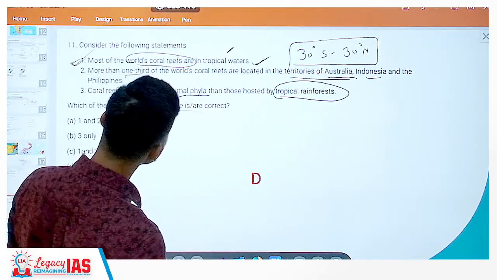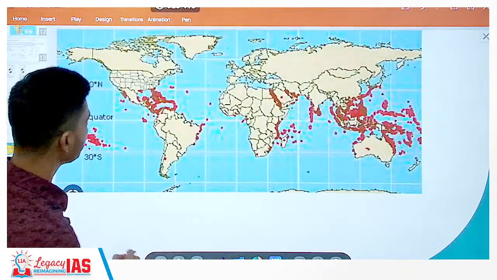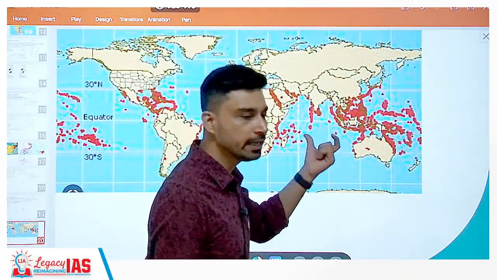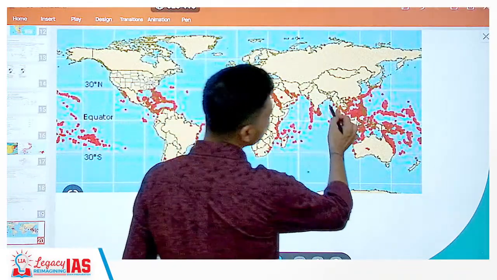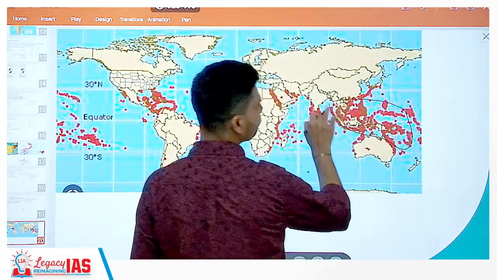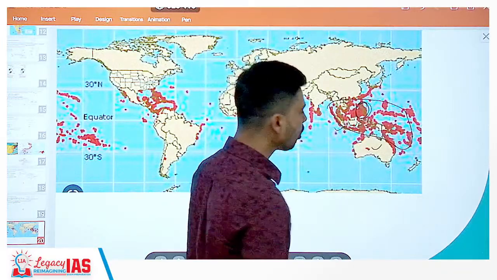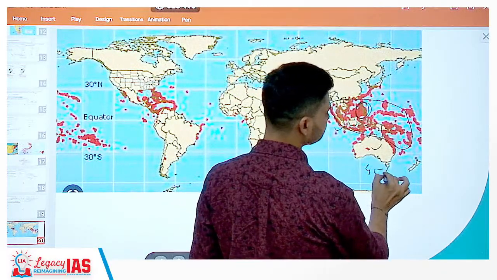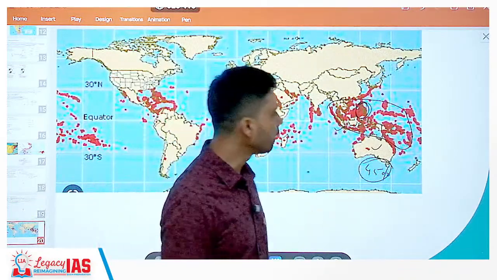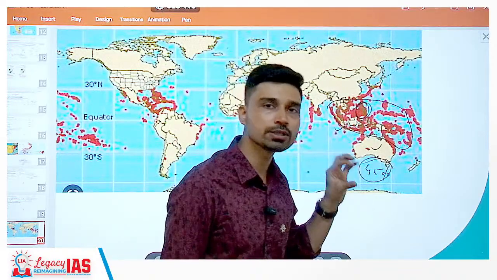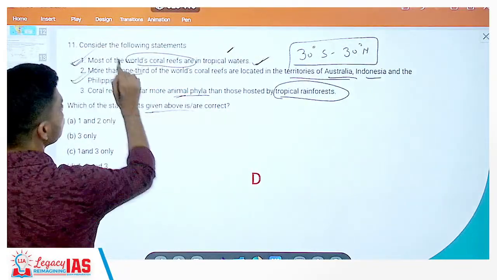The second is that more than 1/3 of the world's coral reefs are located in the territories of these 3 countries. This is also correct. If you take a look at the world map, the red areas show the distribution of coral reefs, and we can see that most of these coral reefs are in this zone. Here you have Australia, here you have Indonesia, and here you have the Philippines. So almost 45% of the global coral reefs are situated within the borders of these 3 countries: Australia, Indonesia and the Philippines. That is why the second statement is also correct.